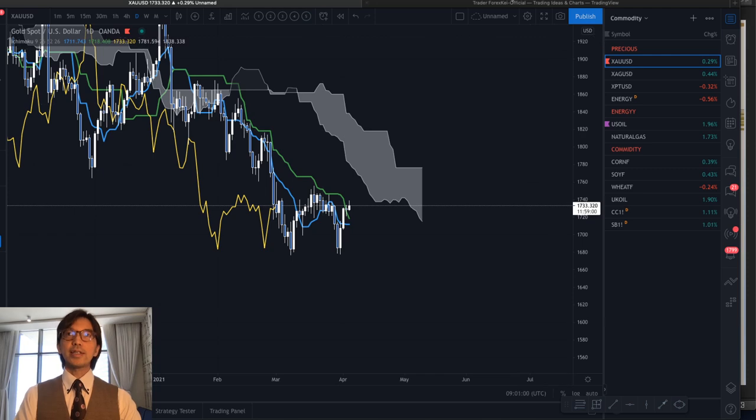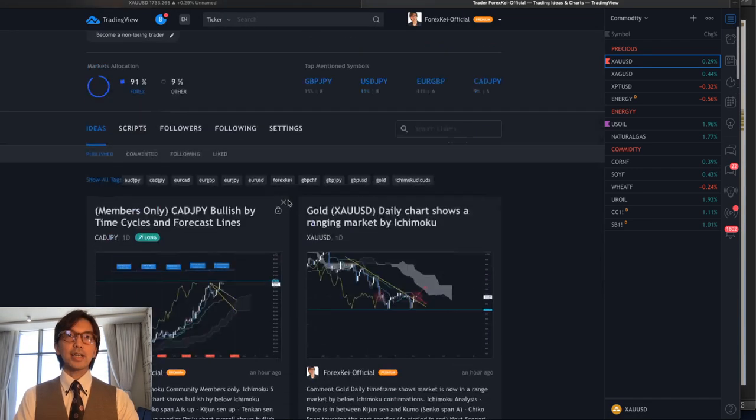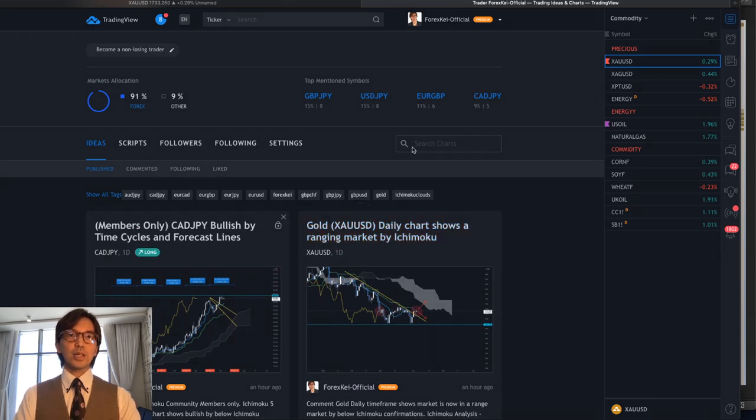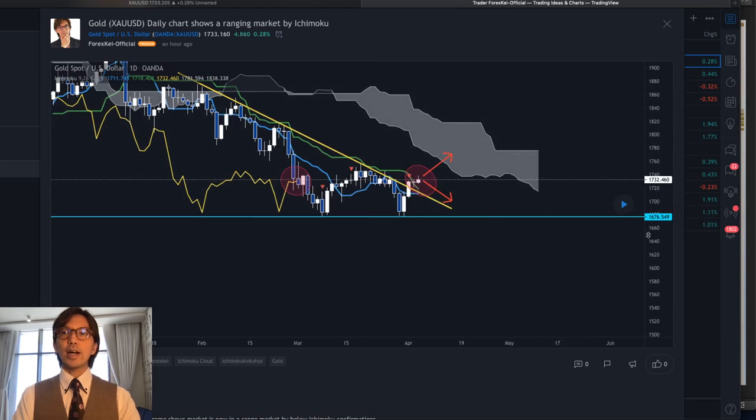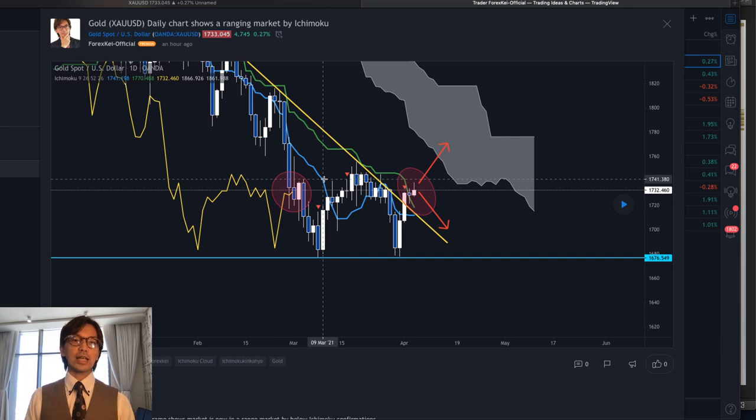So I posted in the analysis on gold just earlier. So let me open this one first. So looks like the gold, this is a daily chart in gold, and the market broke the Kijun Sen and Chikou Span is touching with the candles. So this is ranging in the daily chart. So basically I stay away in this kind of condition.